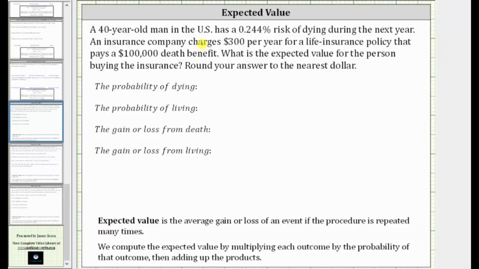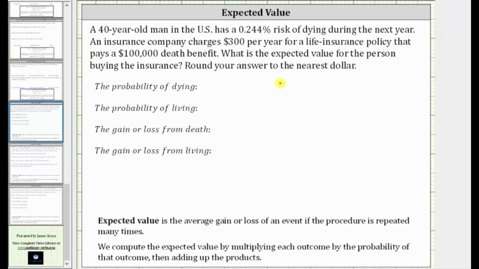A 40-year-old man in the U.S. has a 0.244% risk of dying during the next year. An insurance company charges $300 per year for a life insurance policy that pays a $100,000 death benefit. What is the expected value for the person buying the insurance? Round your answer to the nearest dollar.